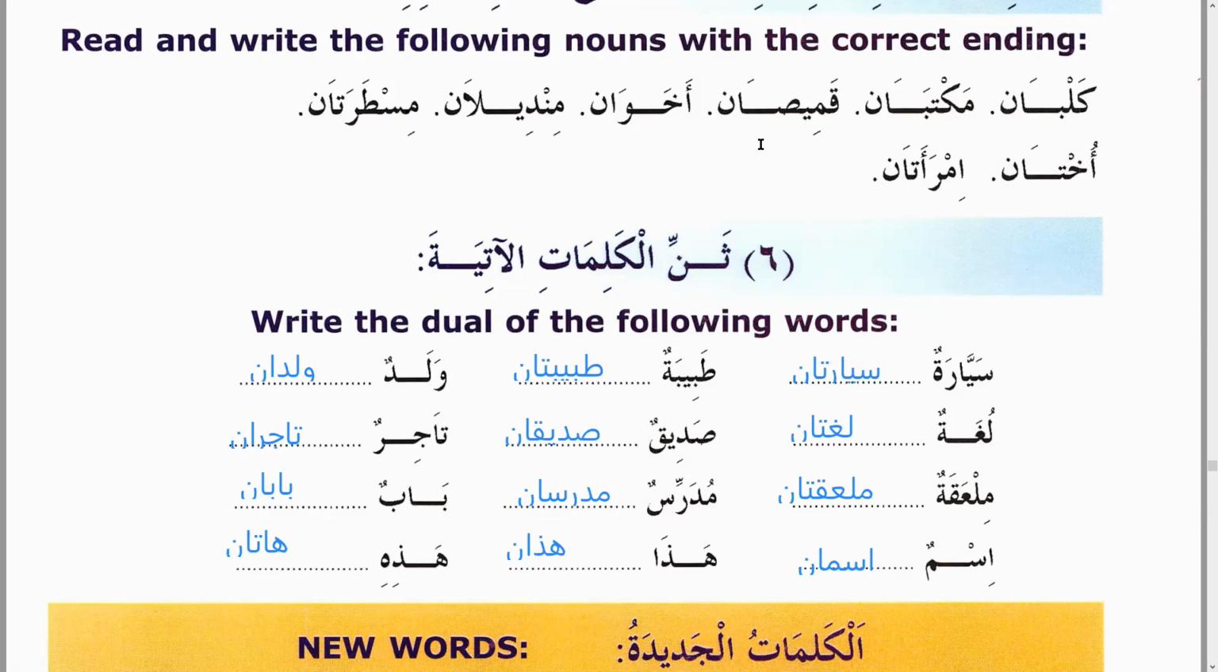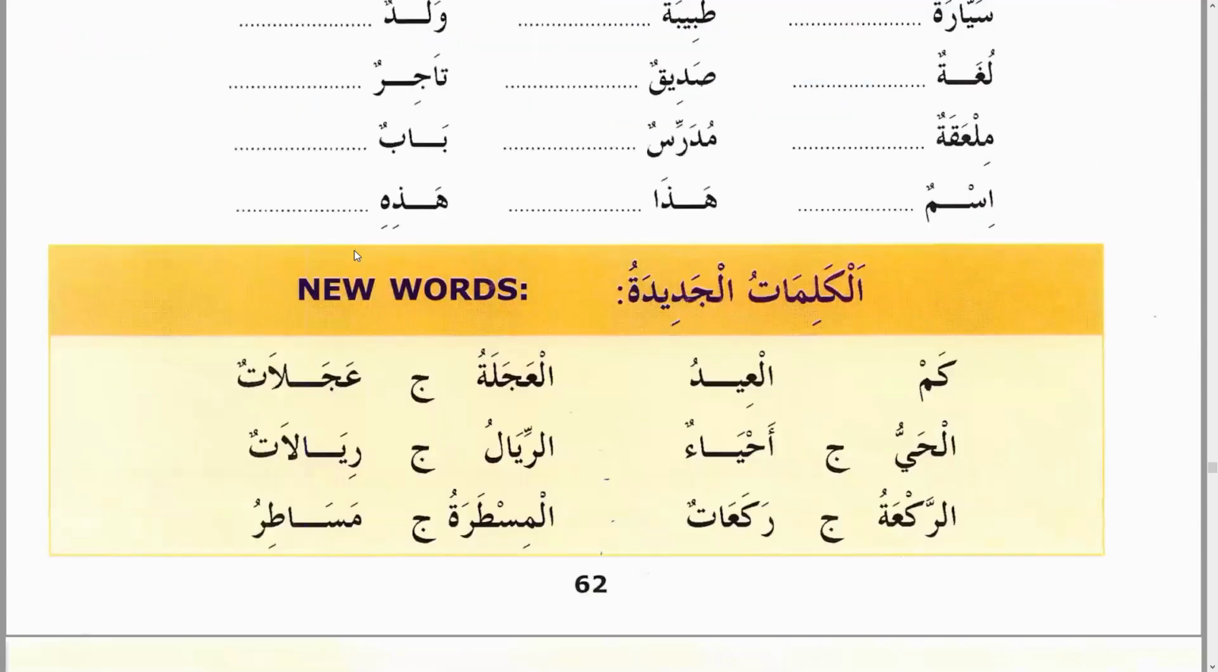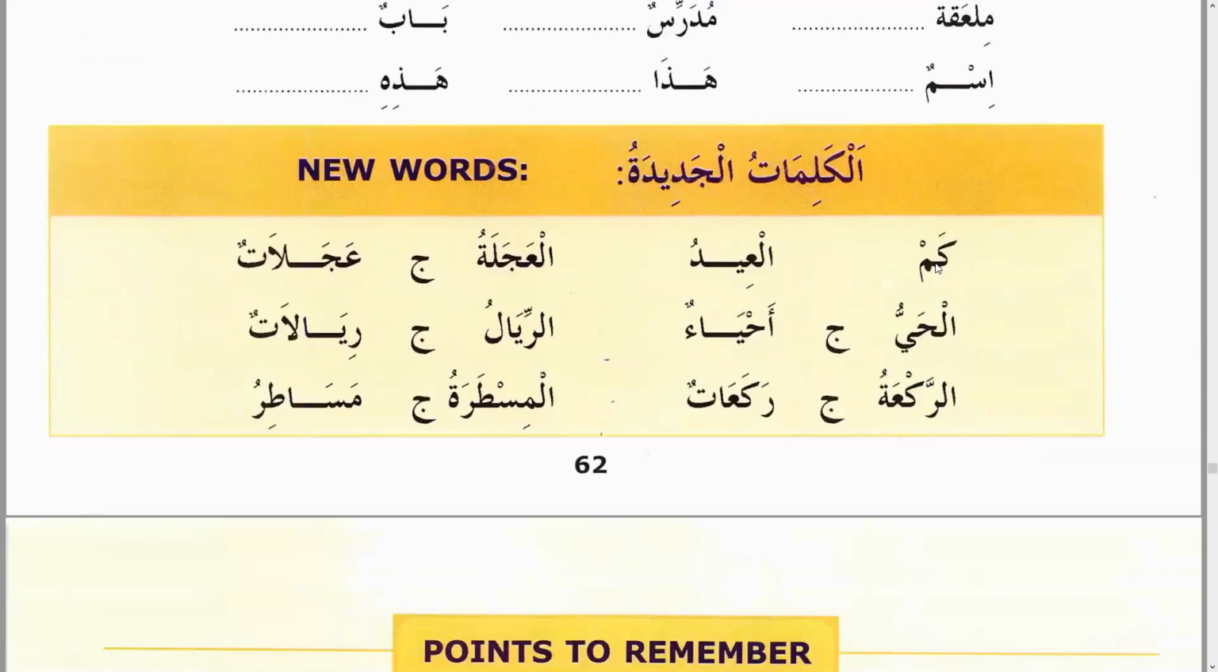Ismani, milaqatani, mudarrisani, babani, hatani. Hadihi is not hadani, it is hatani. The duals, alhamdulillah, we are done with the lesson. The new words: kam, how many, how much. Always remember that after the word kam, we have a singular and mansub noun, which is called the tamiz.